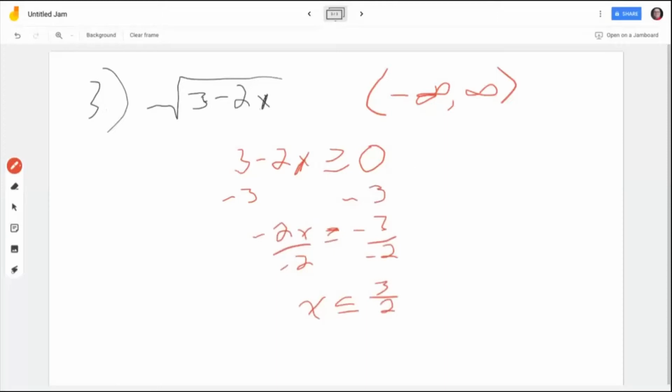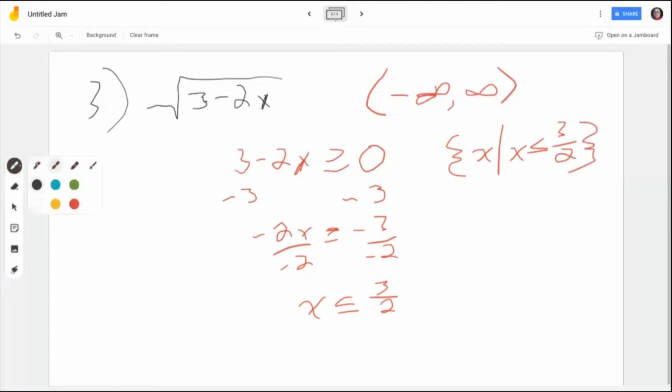And so this is one way to write it. We could write it in the set builder notation that we were talking about earlier, x such that x is less than or equal to 3/2. Or we can write it in interval notation.